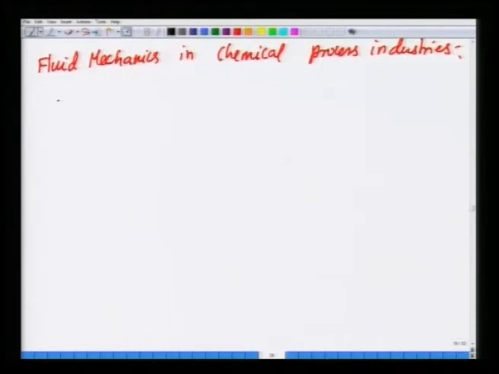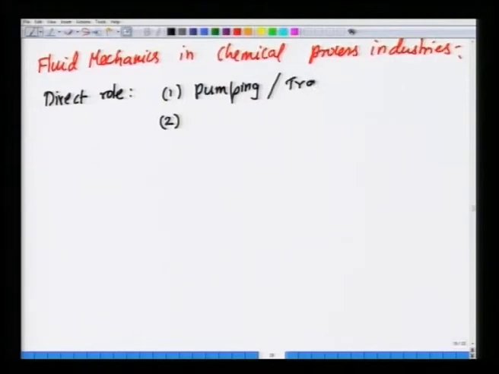it can come in various forms. So, there are some cases in which the role of fluid mechanics is direct. So, let me say direct role, as in the case of pumping of fluids, that is there in all process industries. Secondly, you have pumping and transportation. Secondly, you have flow measurement.